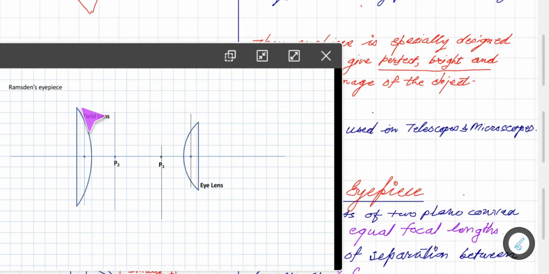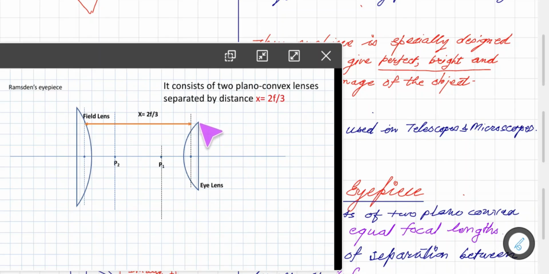Now the aperture of the field lens is large and the aperture of the eye lens is small as compared to the field lens. For the construction of this eyepiece, some distance is kept between the field lens and the eye lens. In the case of Ramsden, it is x = 2f/3. That distance is kept. So we are going to see how and why it is 2f/3.